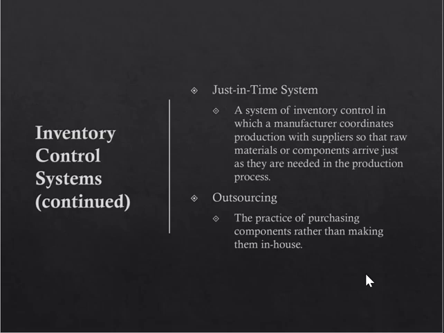Most businesses have moved to a just-in-time system. Just-in-time is a system of inventory control where a manufacturer coordinates production with suppliers so that raw materials or components arrive just as they are needed in a production process. So, for instance, if you're manufacturing a car, you're going to have the wheels for the car arrive as the car is getting ready to come off the assembly line. You don't have a stack of wheels sitting there waiting to get put on cars. You may have wheels enough for that day's production, and that's it.